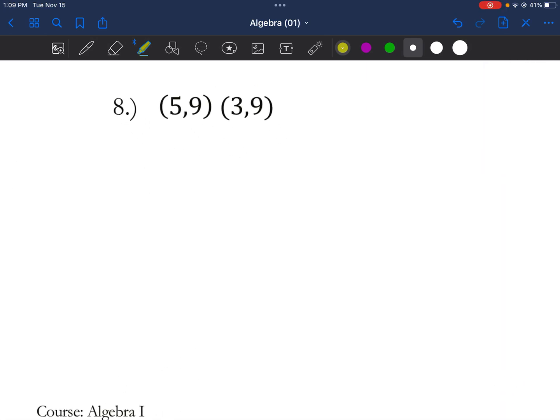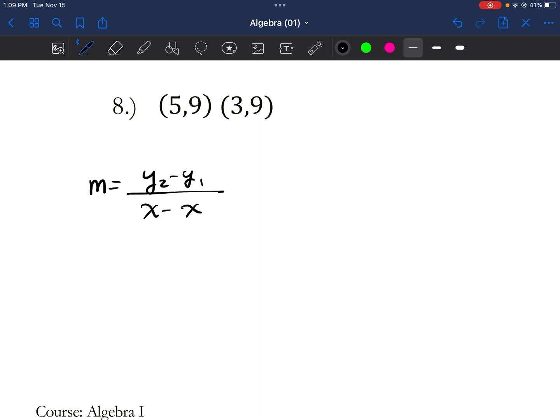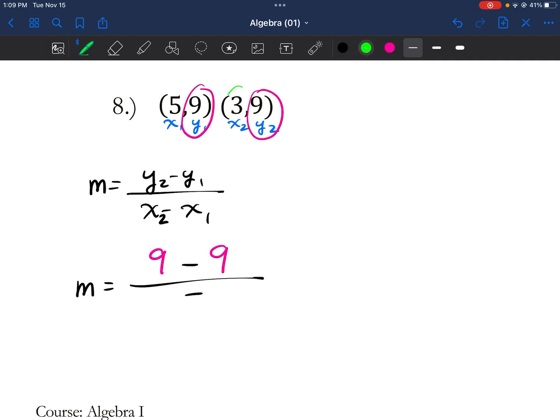Now on page 9, there's this example. When you're calculating slope, you know that your slope is m equals y2 minus y1 over x2 minus x1. You go ahead and label your points, and then we substitute after we set up our little division sign. So we get 9 minus 9 in the numerator from our y's. From our x, we get 3 minus 5.